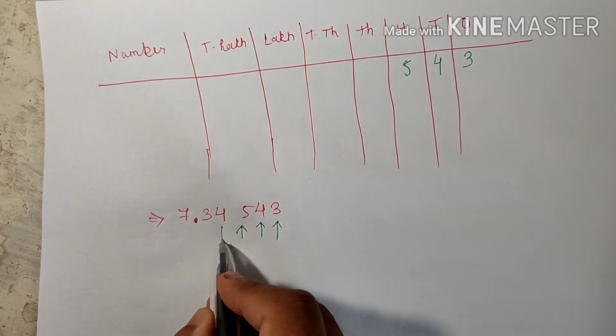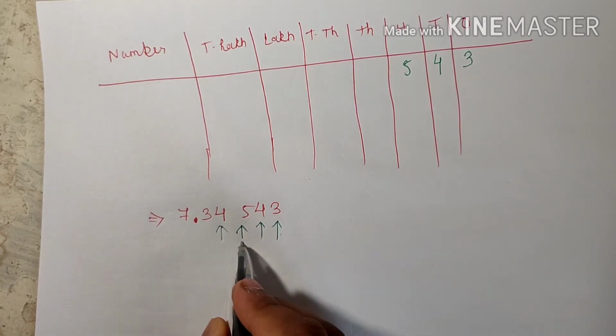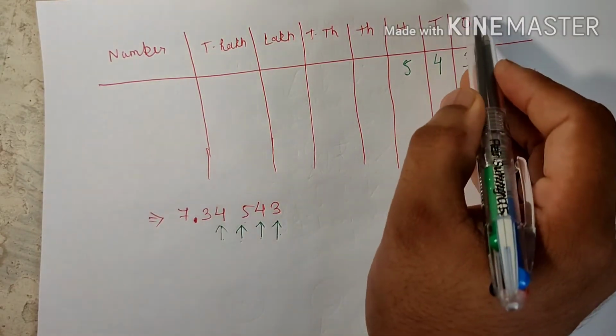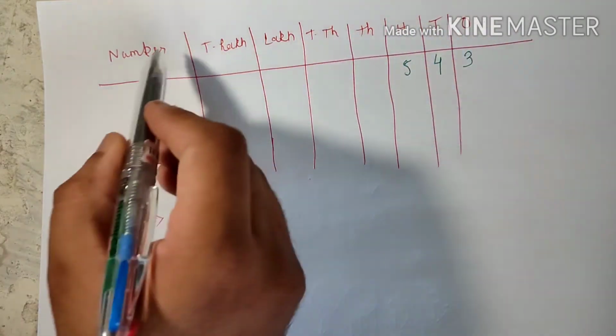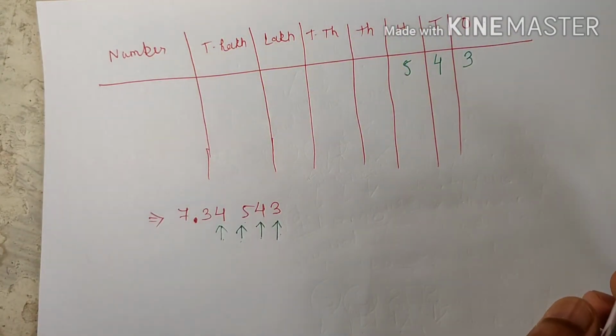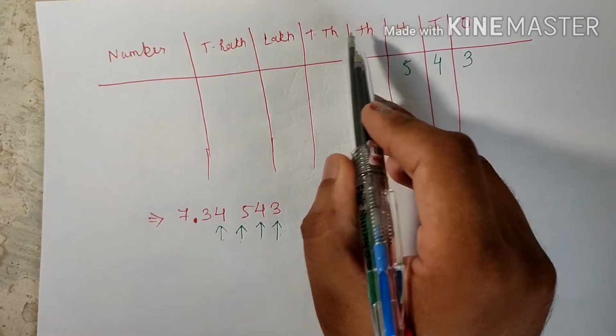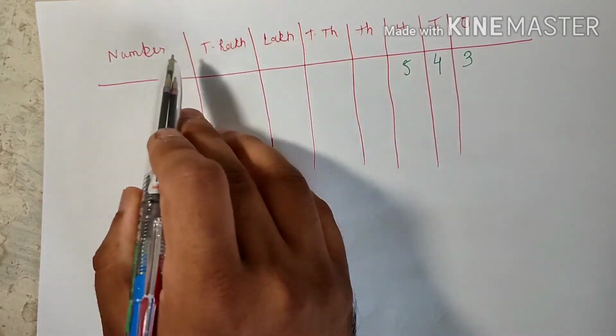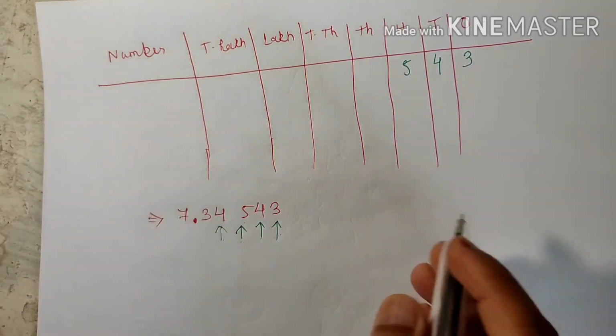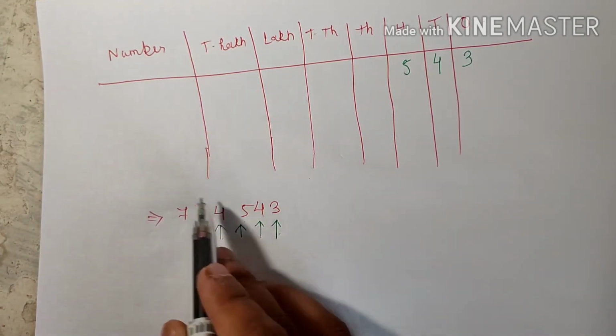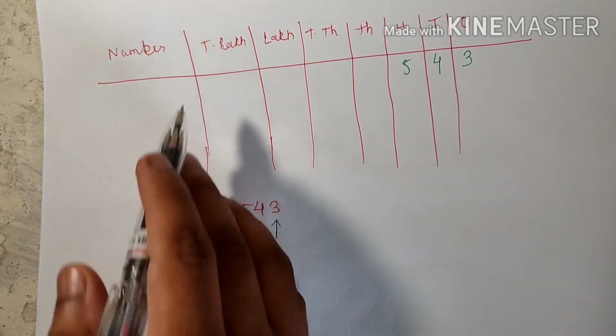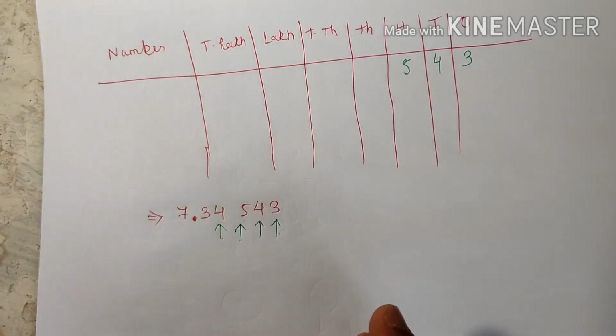What about this 4? So ones, tens, 100, 1000. See, I told you to remember this table. It's very simple. You have to go in this way: ones, tens, 100, 1000, 10,000, lakh, 10 lakh, crore, 10 crore. But in this number here, we did not have crore, so I did not make it here. But if a number is very large and crore is there, you have to write crore also.